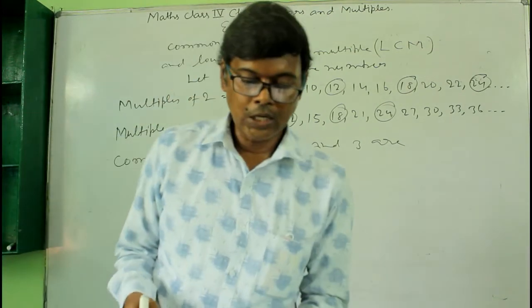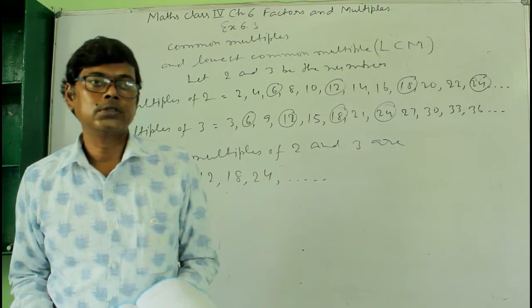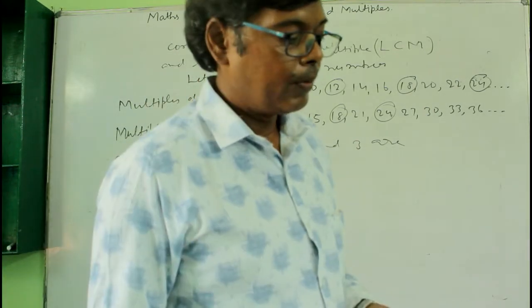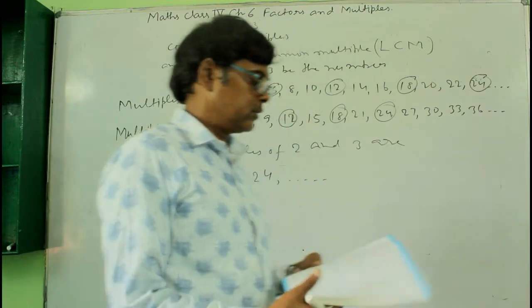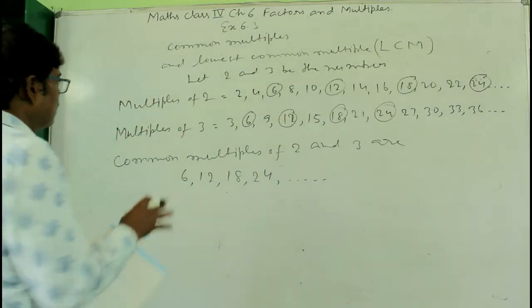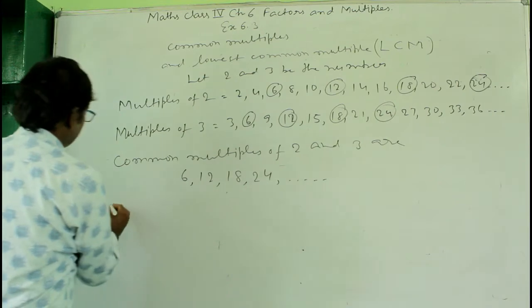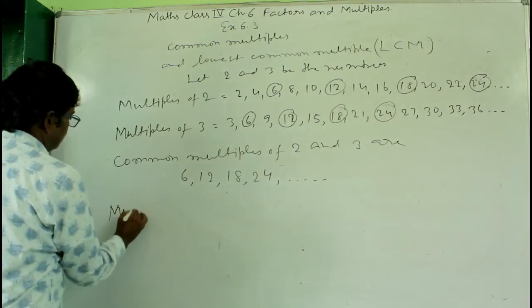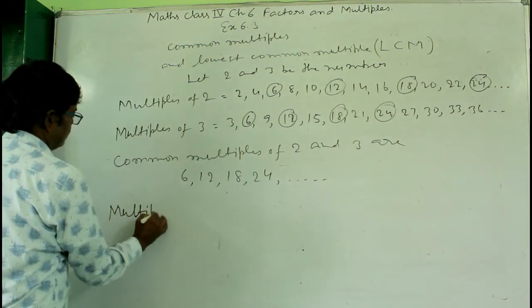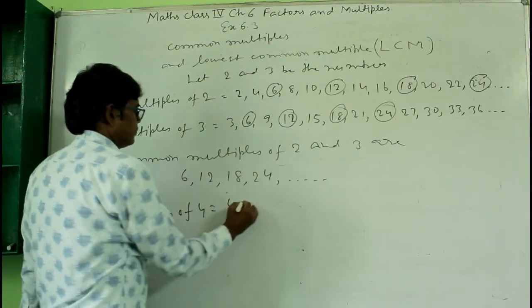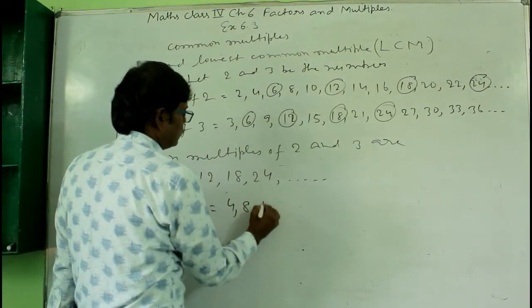Okay, so this is how we will find the common multiples of 2 or more numbers also. We can also find the common multiples of, suppose, 3 numbers. For example, here I have the common multiples of 2 and 3, and also write the multiples of 4, that will be 4 1 are 4, 4 2 are 8, 4 3 are 12.